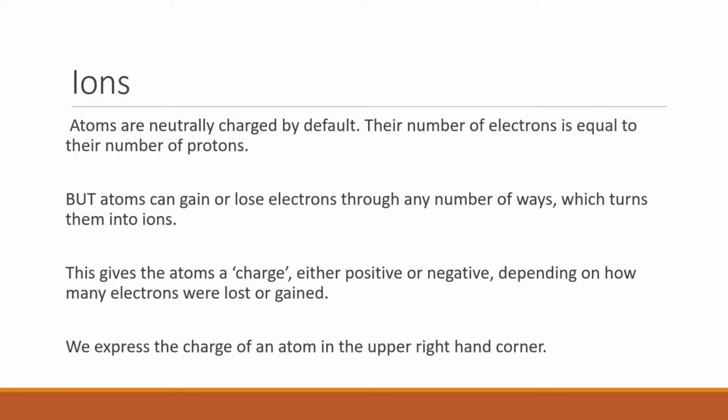Today we are going to wrap up our talk of the atom by looking at something that I promised we would come back to a couple of different times. Today we're going to look at ions, which is an atom that has either gained or lost electrons.